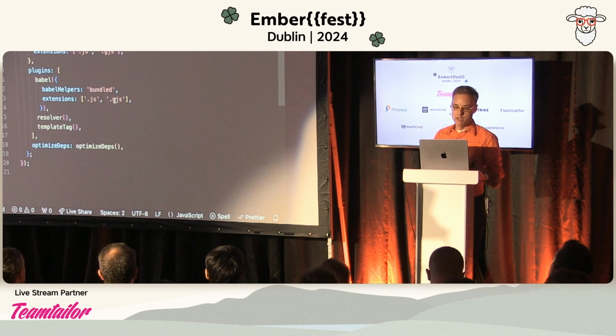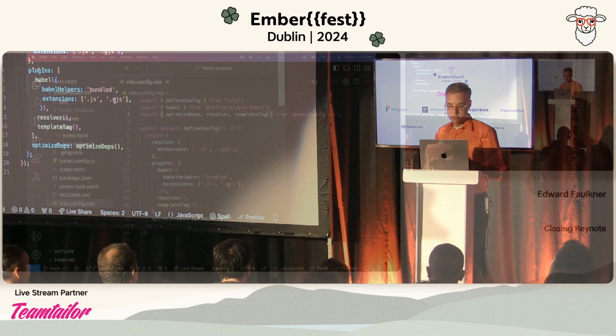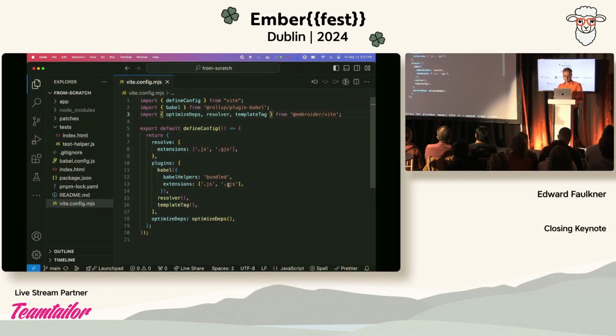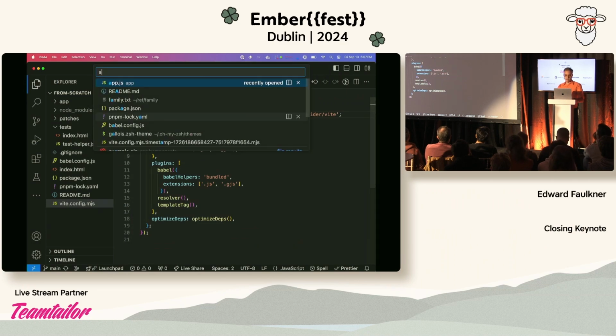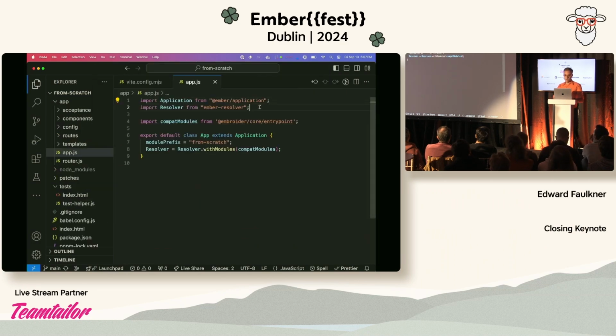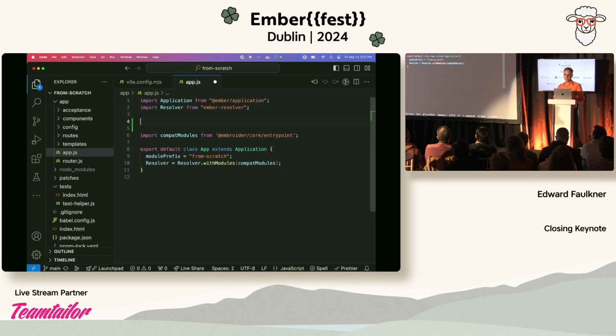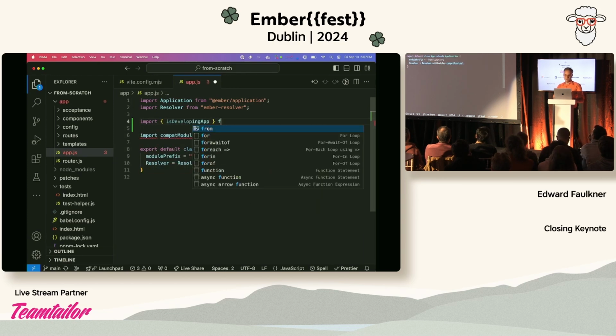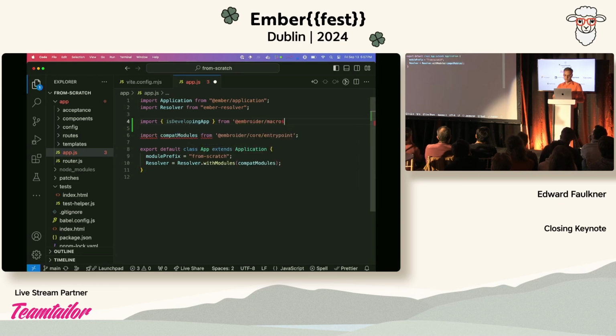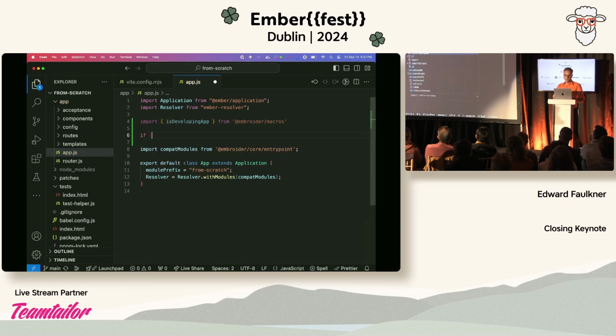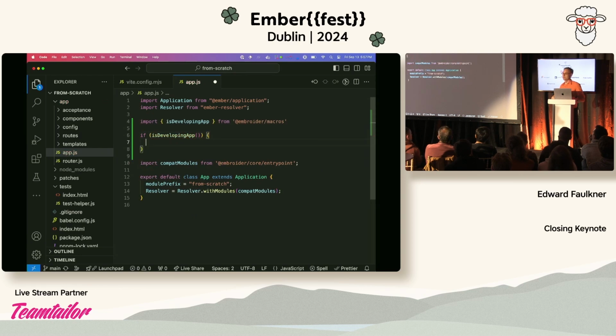But in our case here, what initially motivated us was things like the embroider macros. In our code, we have several different macros available. Something like isDevelopingApp from embroider macros is a function you can import, and the special thing about it is that it magically knows if you are developing the app right now. So you can put code in here that only runs while you're developing.